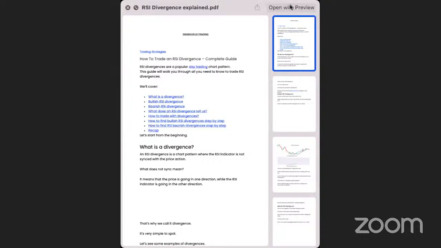Okay. So what is seated on your screen, ladies and gentlemen, is what we call a trading strategy called relative strength index. Or what we call the relative strength index is a divergency. And relative strength index, these are popular for day trading. They are very popular for day trading.